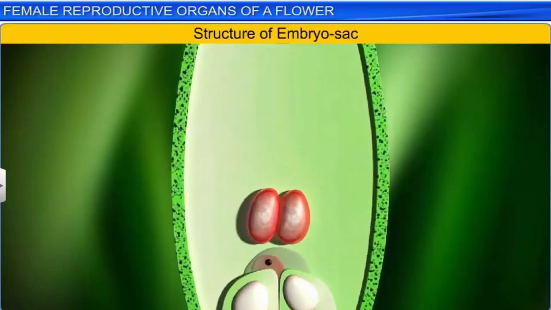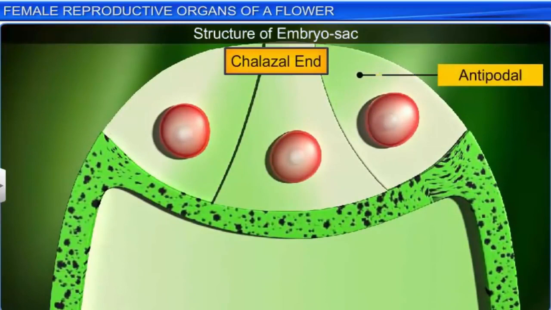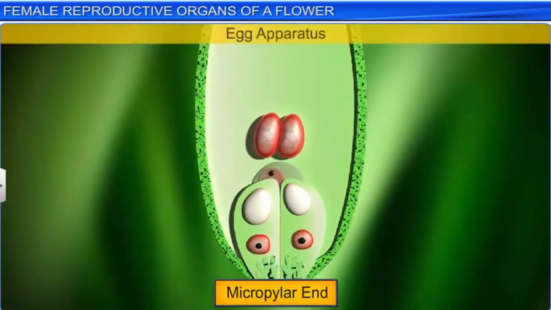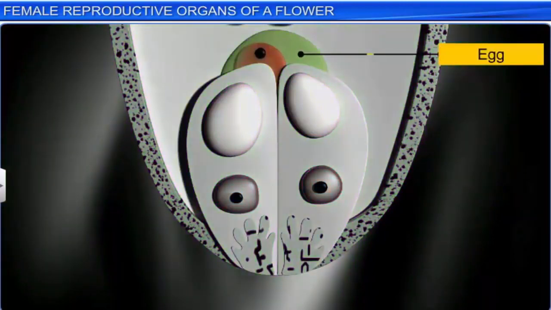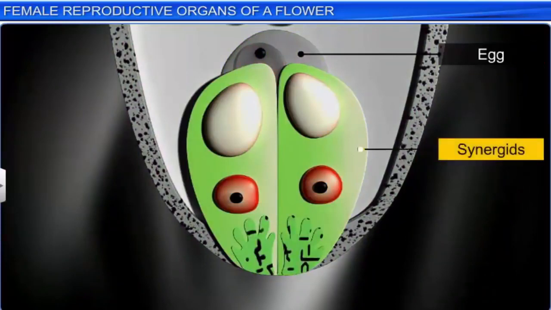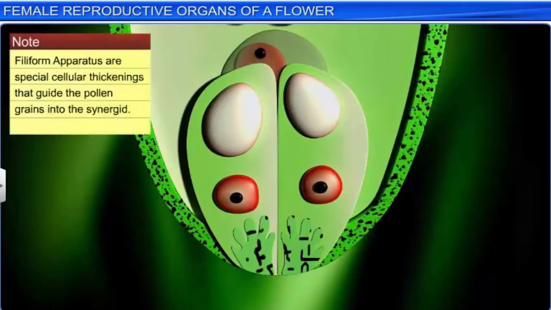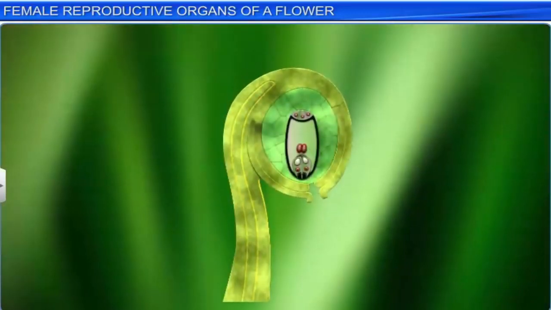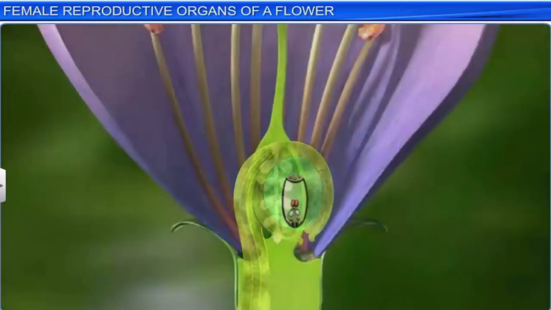The 3 cells present at the chalazal end, for instance, group together to form the antipodal cells, which do not have any specific function, whereas the 3 cells at the micropylar end group together to form the egg apparatus. While one of the cells functions as an egg or the female gamete, the other 2 cells are called synergids. If you observe the micropylar tip of the synergids, you will notice special cellular thickenings called a filiform apparatus that guides the pollen grains into the synergid. The synergids, as well as other cells, form the embryo sac, the female gametophyte born inside the pistil.